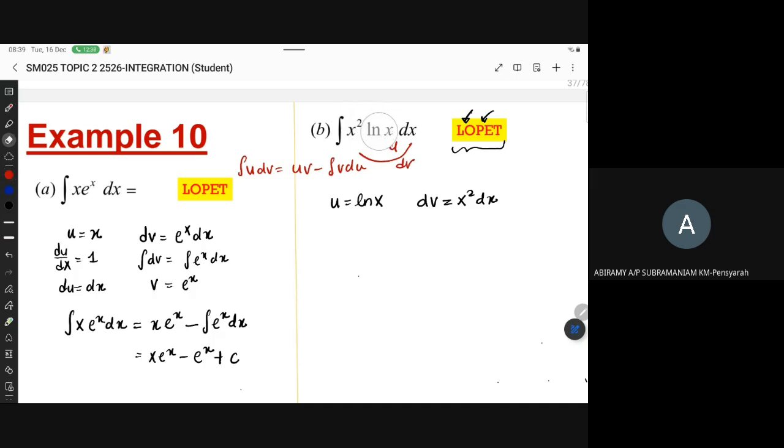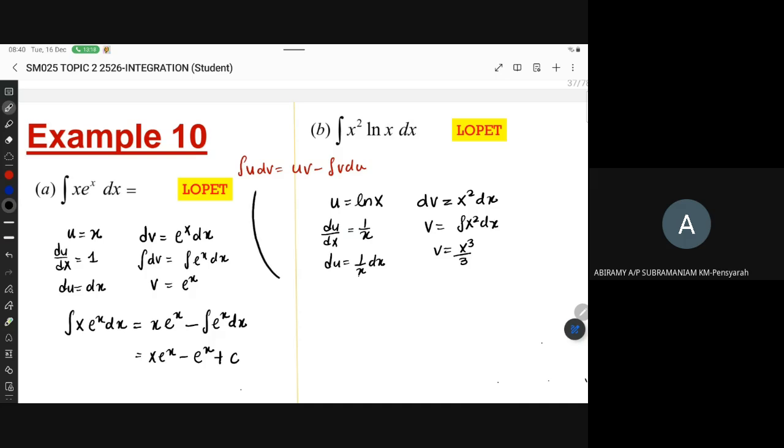Okay, now let's see how to answer the question. We already have u and dv. To use by parts, we need to take uv minus integral v du. Which means we need to differentiate ln x. Differentiate ln x, we will get 1 over x, or du is 1 over x dx. And dv here is x squared. So to get v, we need to integrate x squared dx, where we will be getting x cubed over 3. You don't need to write your plus c yet.